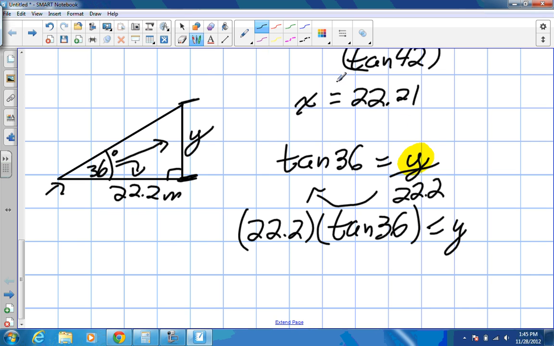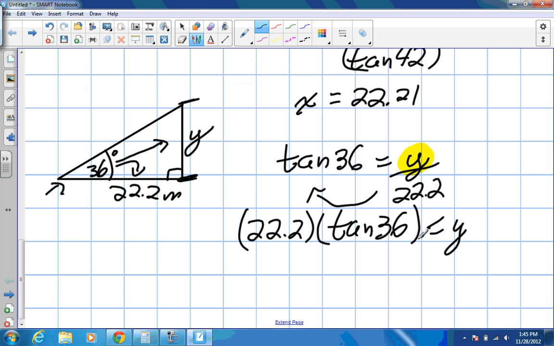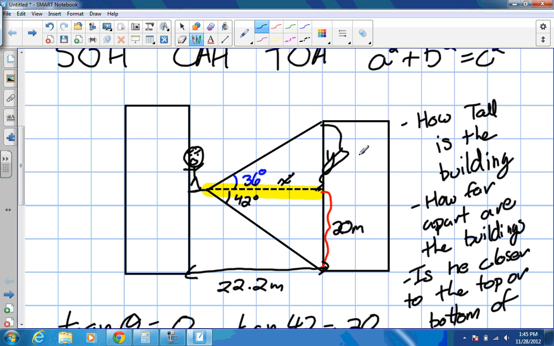So we take out our calculator: 36 tangent times 22.2 equals 16.1, let's say. 16.1 meters. So from Callum's balcony to the top of the other building is 16.1 meters. How tall is the other building?